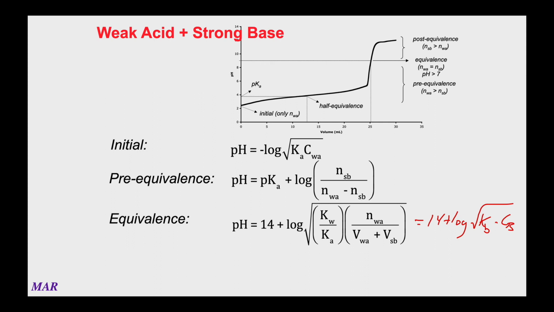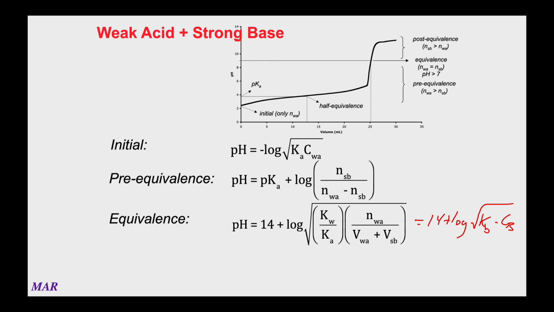NWA, I'm going to reuse that number and just plug it in right there. It's not really reflecting moles of weak base, but all of the weak acid has been turned into weak base. It's the same number. And I'm going to divide it by the total volume, volume of weak acid plus volume of strong base. So initially this equation looks pretty weird, but if you think about it as 14 plus log square root Kb times Cb, maybe it's a little better. And if it's not, I apologize. I don't know, stupid scientist, whatever you want to say.